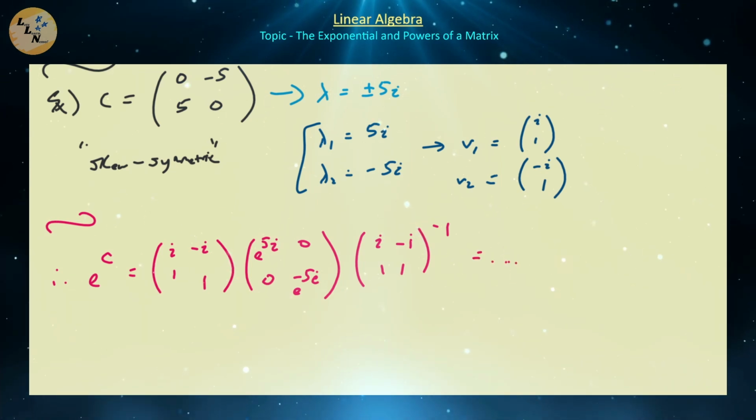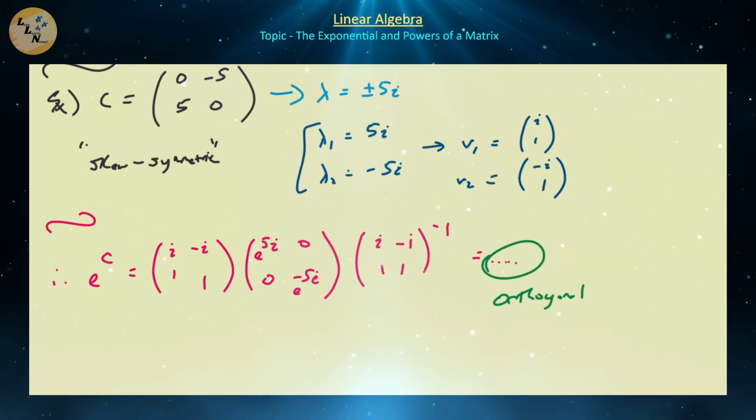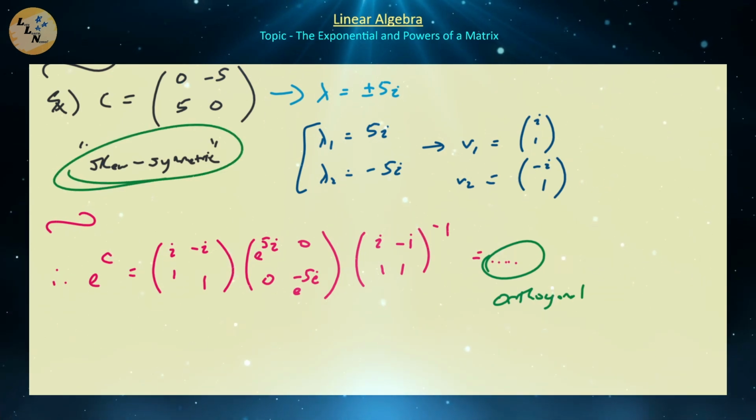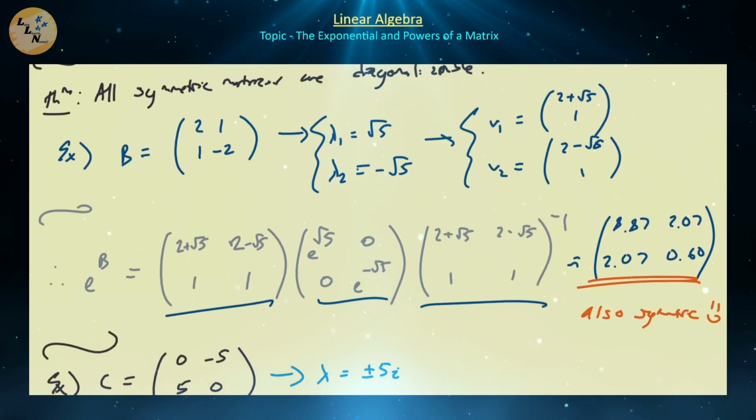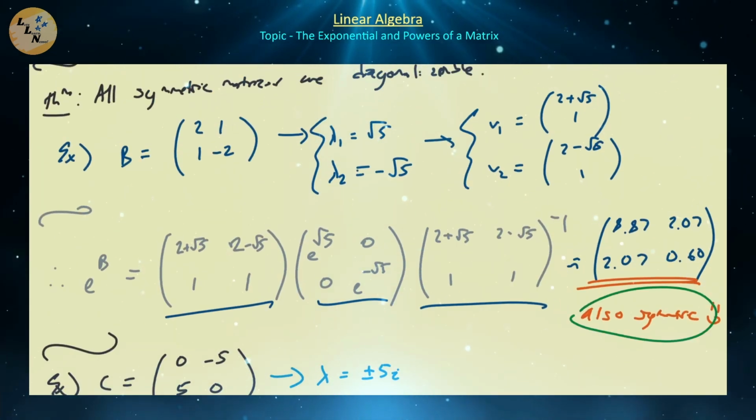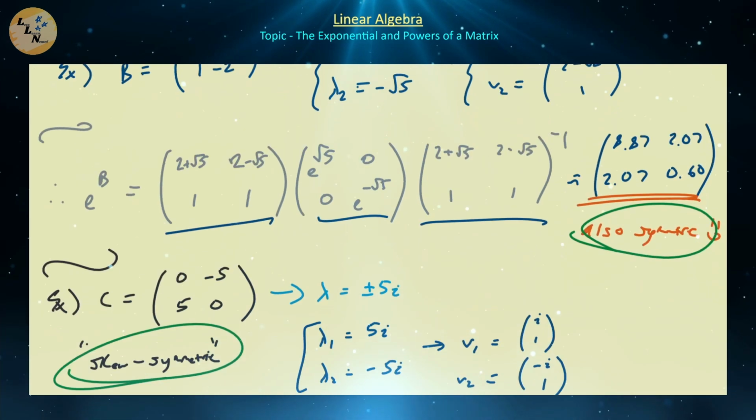Now I'm not going to write down what that result is, it's actually quite messy, but one should be able to verify that this is going to be an orthogonal matrix. So that is, every time you have a skew symmetric matrix, the exponential of it will always produce an orthogonal matrix, and if you have a symmetric matrix and you exponentiate that, you will also get a symmetric matrix.